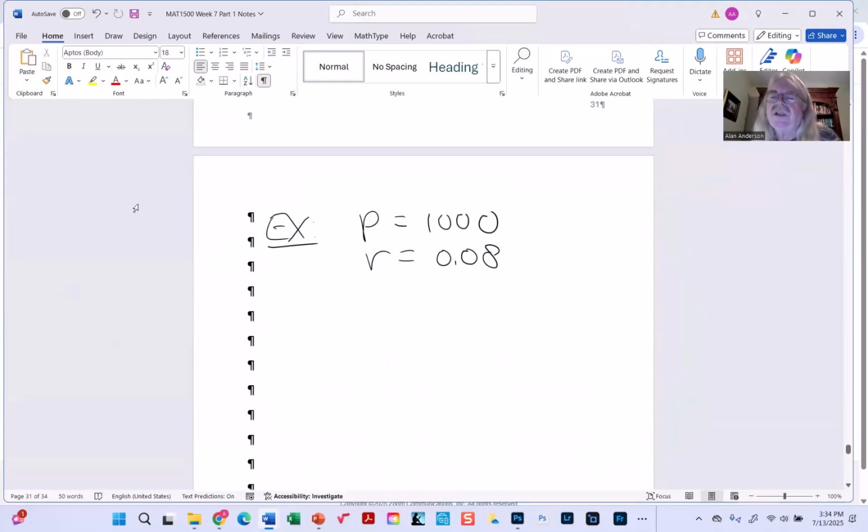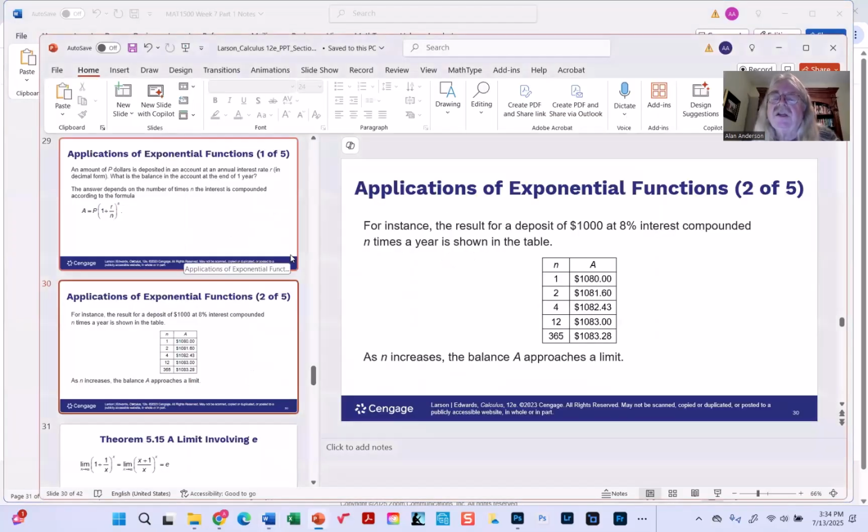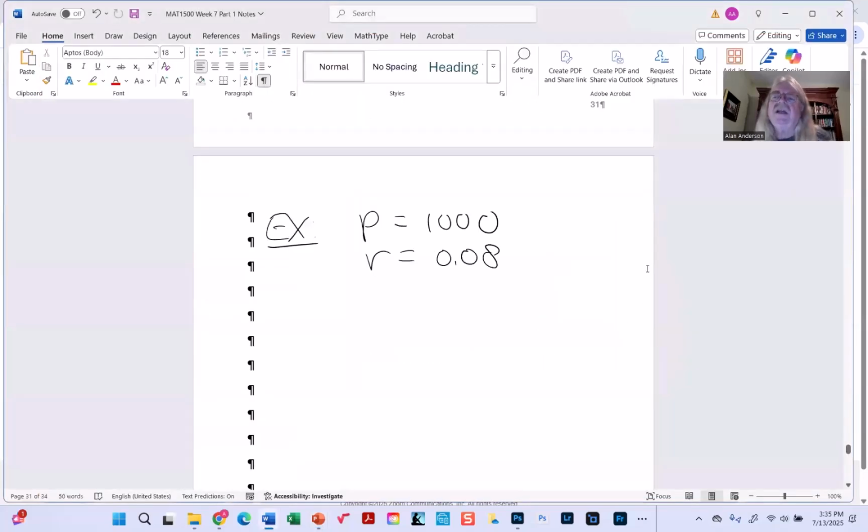So they want us to calculate the future value under different assumptions about n. And if you look at the table, they go from 1, which is annual, 2, which is semi-annual, 4 is quarterly, 12 is monthly, and 365 is daily. So I'll tell you what, let's try n equals 2, just to get some practice.